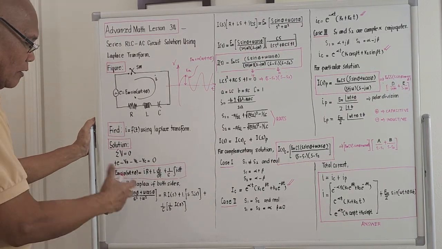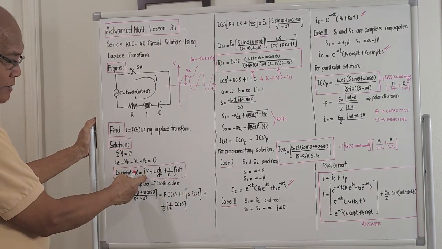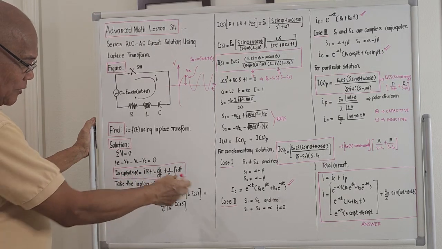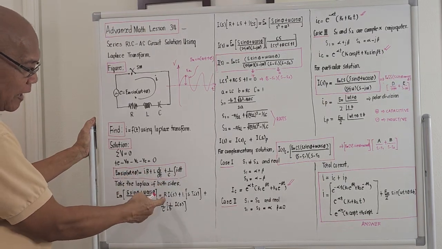Equal to, on the right-hand side, I is a variable, right? And R is constant, the resistance. So if we take the Laplace transform of the product IR, it will be R.